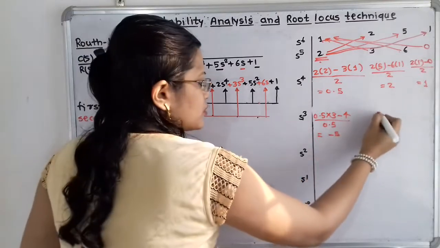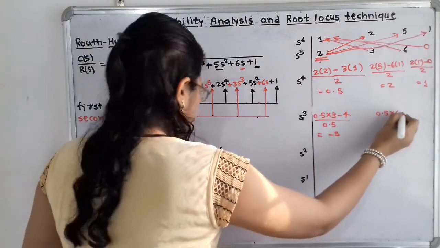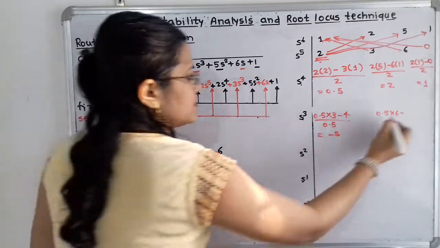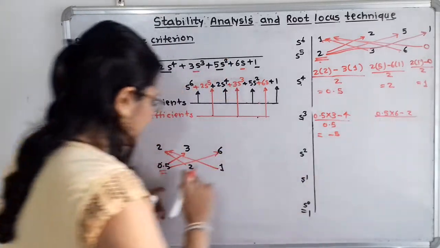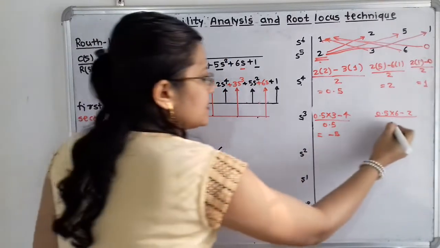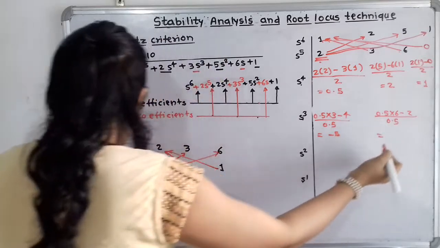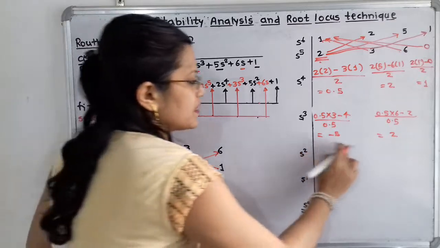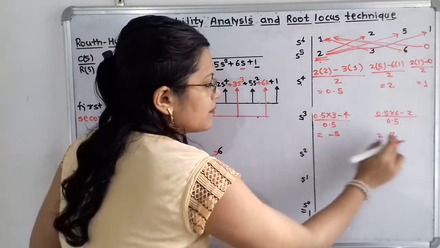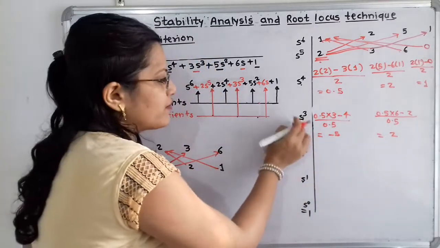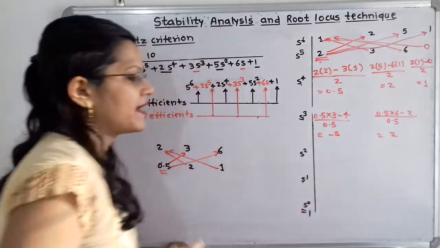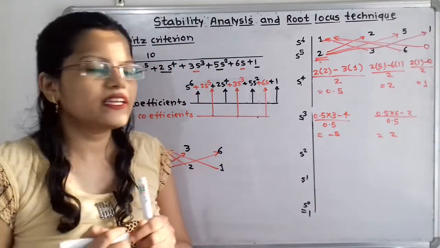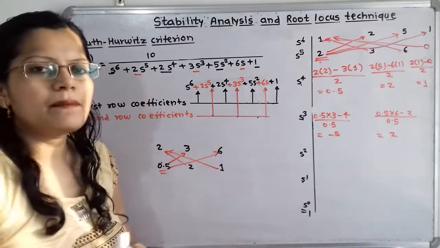So I will take 0.5 multiplied by 6 minus 1 into 2, that is 2, divided by the first number, 0.5. So what is the answer here? The answer is 2. In this way, there are only two numbers in this row of s raised to 3, that is minus 5 and 2. So again we will write the two rows of numbers and make the calculation.